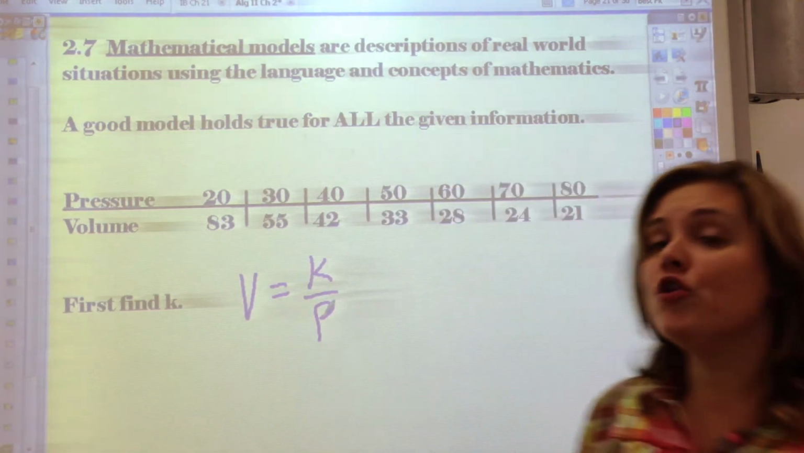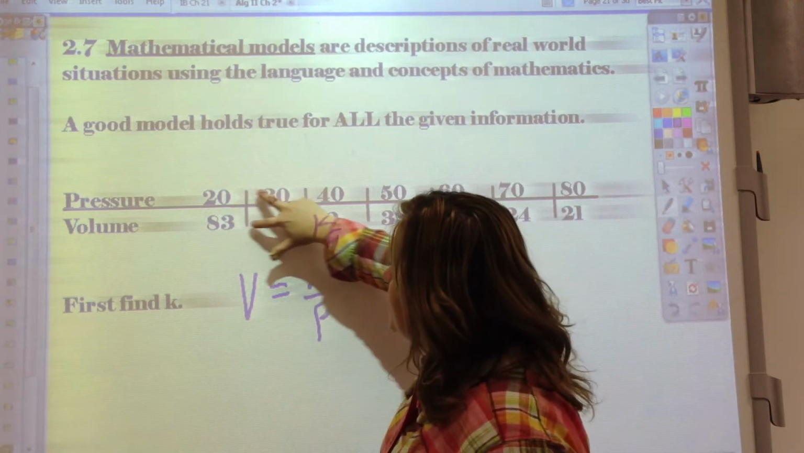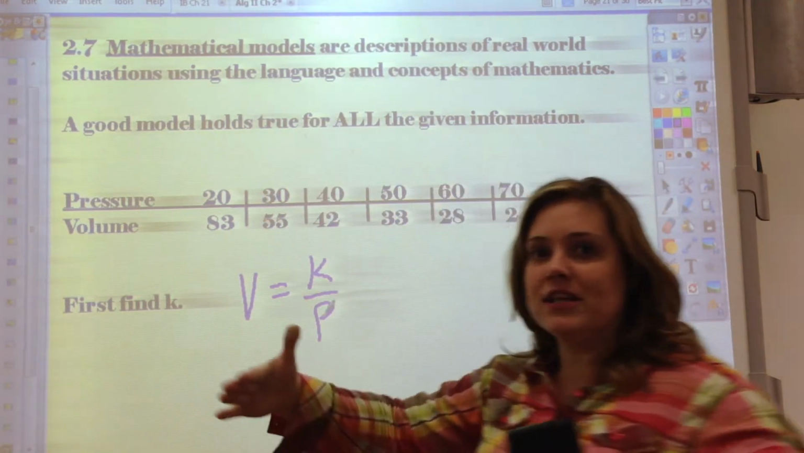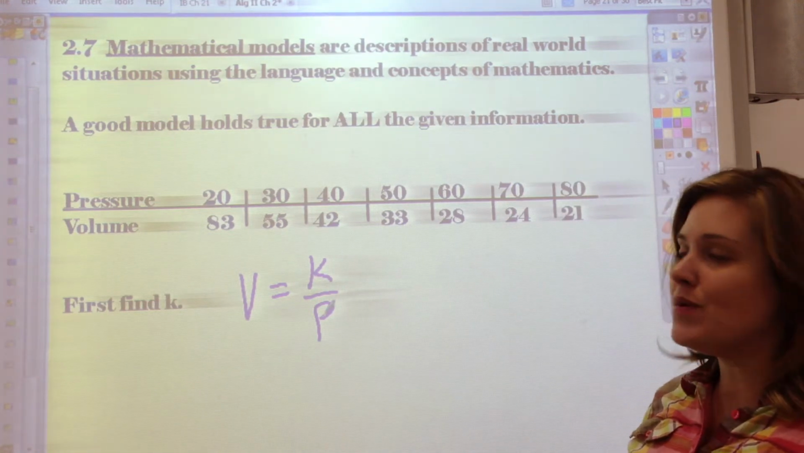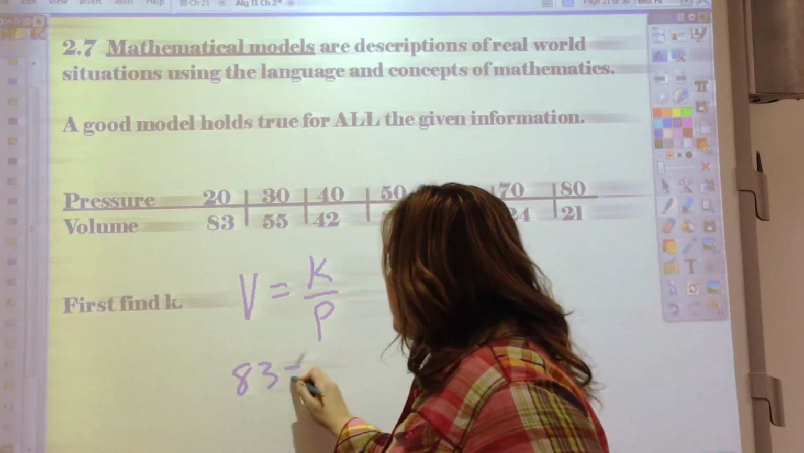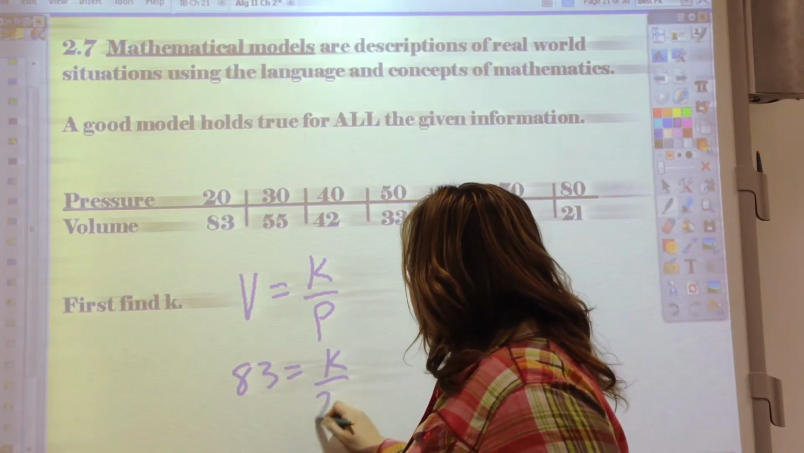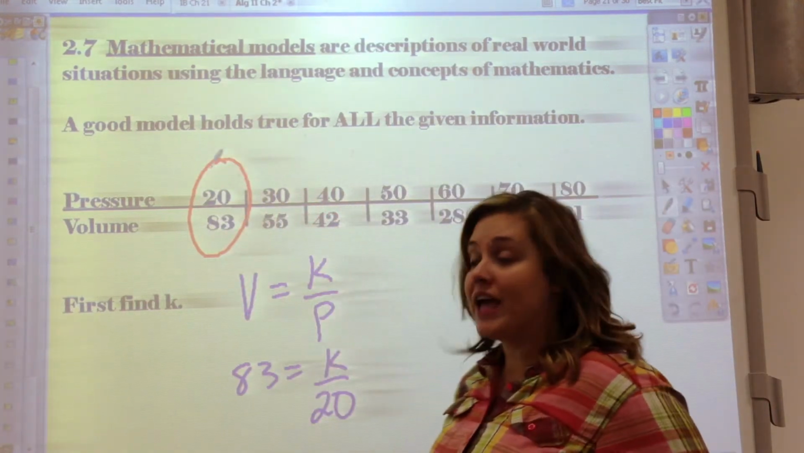Now at this point I don't know what power is on pressure. It could be the power of 1, could be the power of 2, power of 3, and I need to check that. But I notice that my points are not that different from each other in size. So I'm going to estimate that it's the power of 1. As I plug in 83 for volume and 20 for pressure, we're going to check out this first point and see what the value for K is.